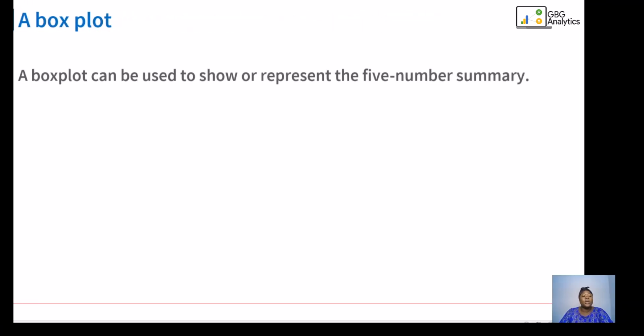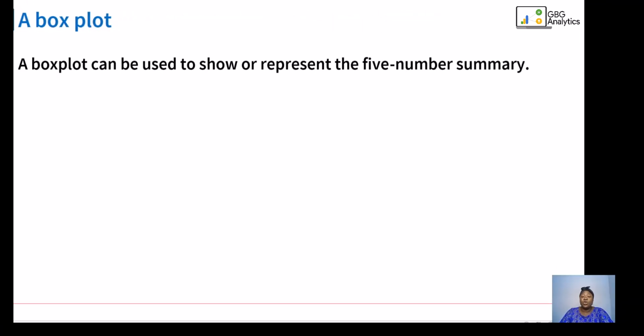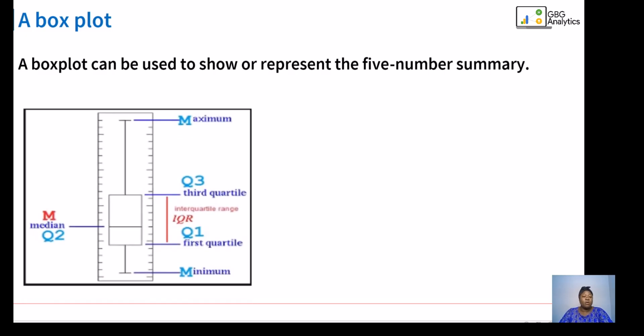So what is a box plot? A box plot is a chart that can be used to show or represent the five number summary. This is the figure that represents the box plot, where you have the minimum value at this tail, then the first quartile, which is Q1, here. Q2 is usually the median or the middle value, and the third quartile is Q3, and you have the maximum at the upper tail. The difference between Q1 and Q3 is what we call the interquartile range.